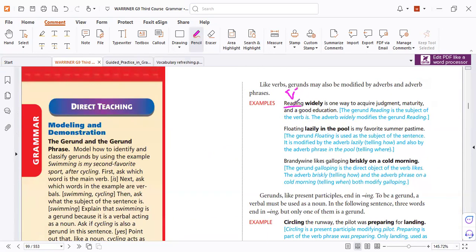I don't know. Let's read. "Reading widely is..." Reading is the subject of the sentence, and the subject must be a pronoun or noun only. So "reading" here is not a verb, because it is the subject. The subject must be a noun. So "reading" is a noun. That's it. Yes or no, my dear friend? Yeah.